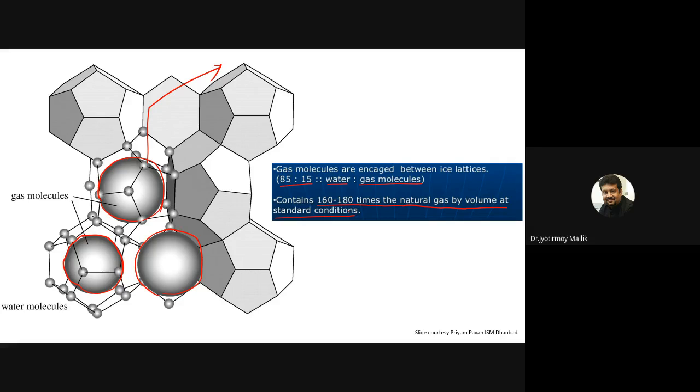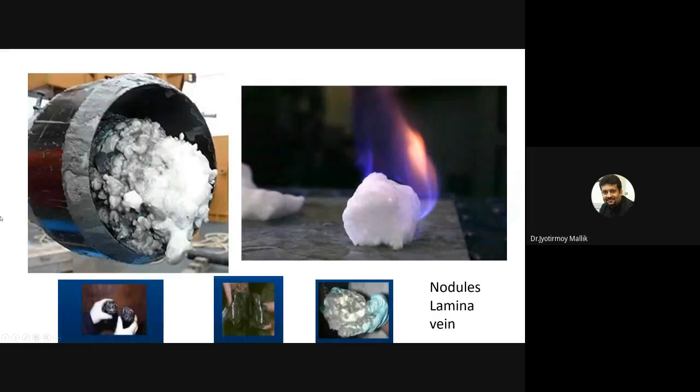So this is entrapped, which means it is highly pressurized. These gas molecules are highly pressurized, but when you take them to room temperature and atmospheric pressure, they will expand 160 to 180 times. The moral of the story is there is a lot of gas entrapped in these clathrates. The only thing is we have to be able to take it out. So these are some of the pictures.